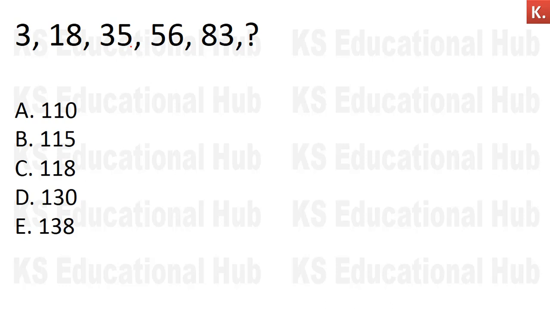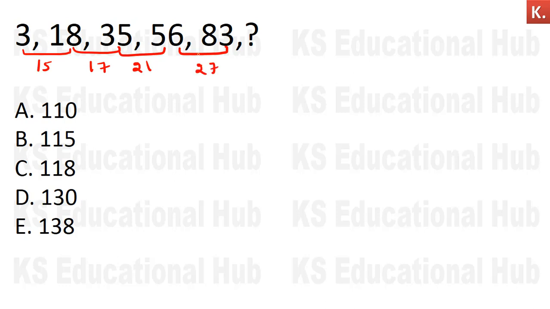So 3, 18, 35, 56, 83, question mark. The values are not increasing drastically here. So what can be done? Let us take out the differences. 18 minus 3 is equal to 15. 35 minus 18 is equal to 17. 56 minus 35 is 21. 83 minus 56 is 27.